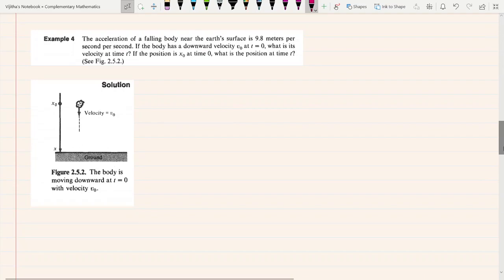The acceleration of a falling body near the Earth's surface is 9.8 meters per second squared. If the body has a downward velocity v0 at t equal to 0, what is its velocity at time t? If the position is x0 at time 0, what is the position at time t? So this is the question. Now the figure is also given in the problem.